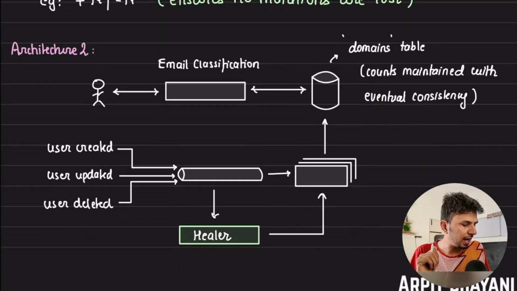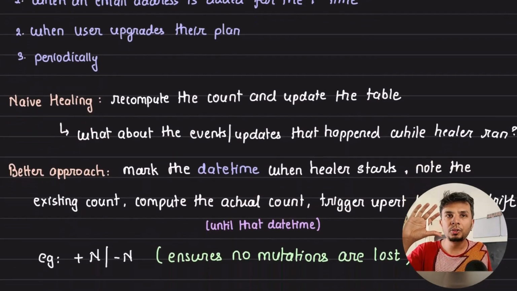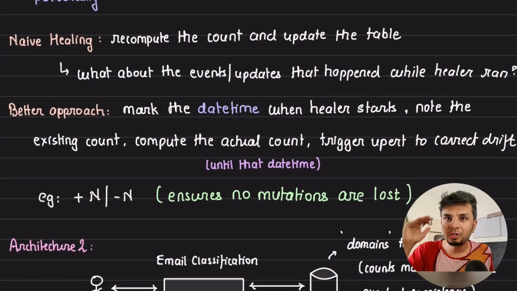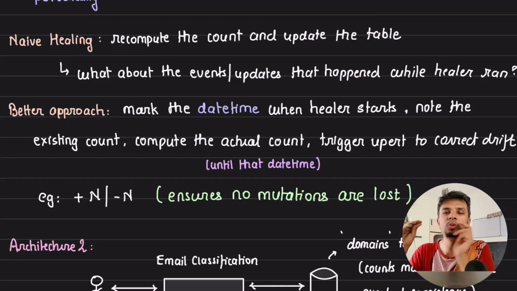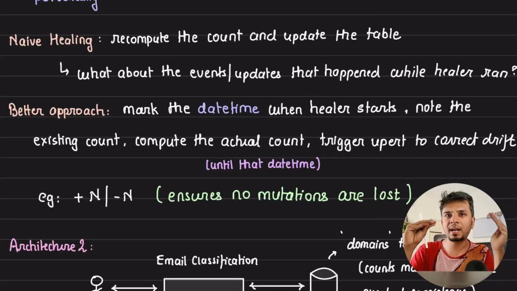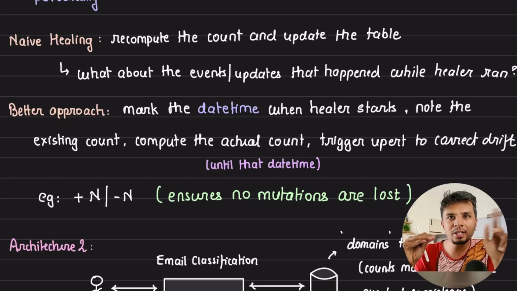The idea is pretty simple. When your healer starts, you keep track of the date time. When you have the date time, you start computing. You first read your domains table. You know that this was the count that was there in my domains table. You go through all the events of the users, again up until this date time, so whose updated at is up until the noted date time. You compute the numbers, you see the drift, and you know, hey, this is what I want to do, plus and minus and whatever you want to do. Again, upsert operations. You will not do replacement. You will trigger upserts.